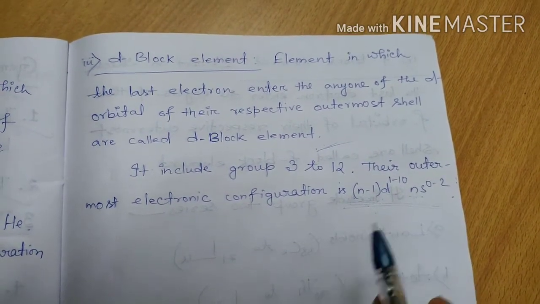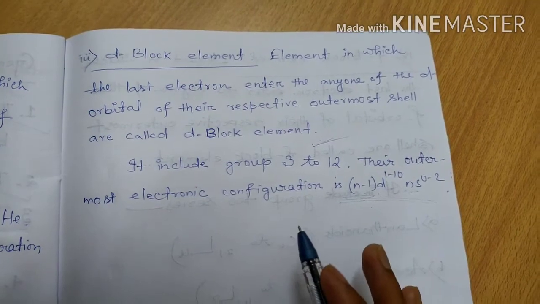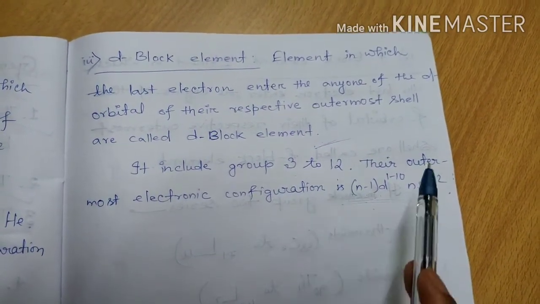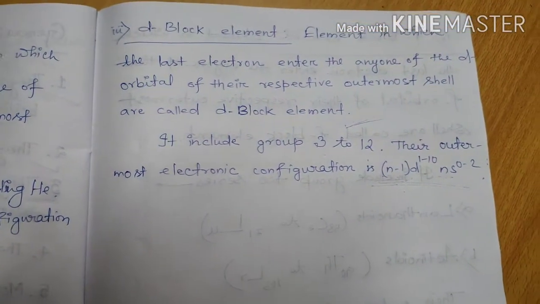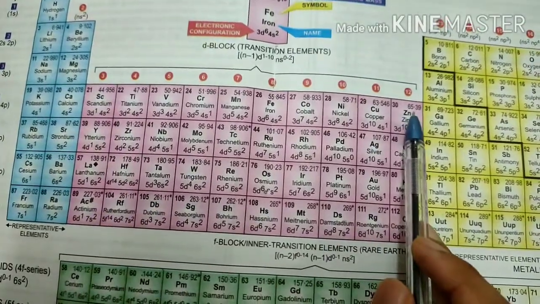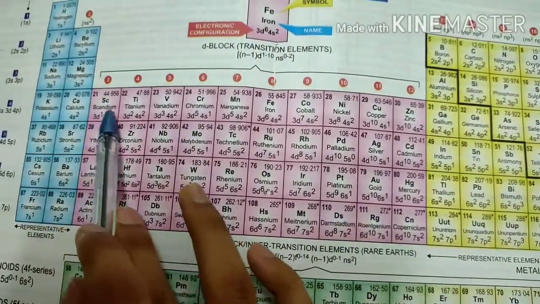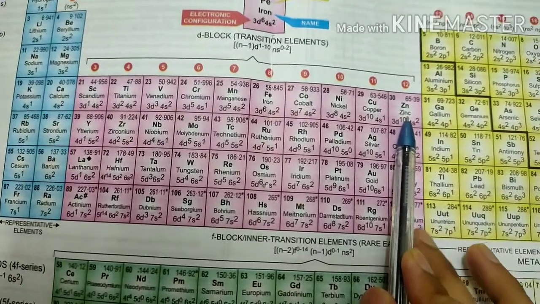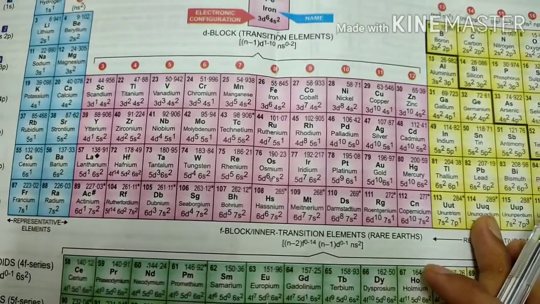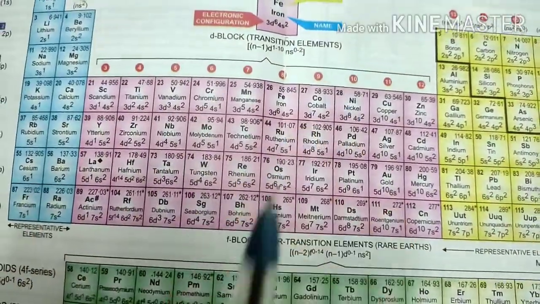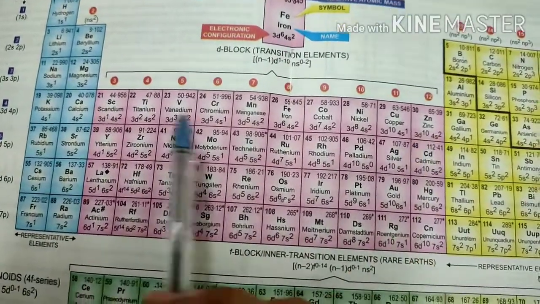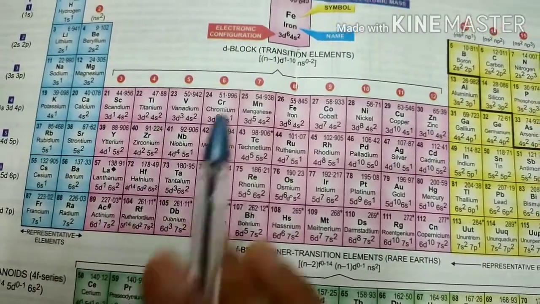Now let us take one example. Let me take one element from group 3 to group 12. If you see in the periodic table, this group 3 to group 12 is the d block elements, and d block elements are also called the transition elements. So let me take one element from this group 3 to group 12. Take scandium as an example.